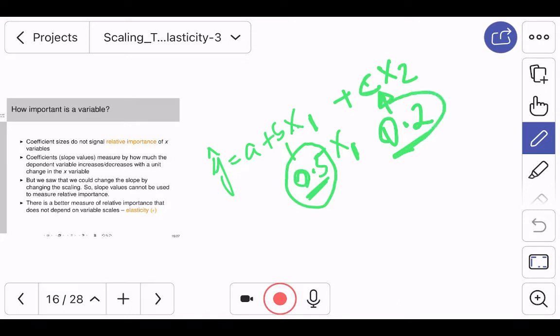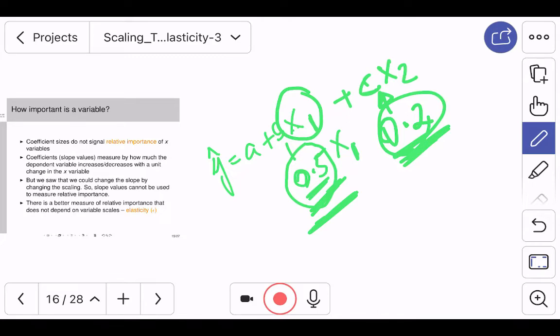So by looking at these slope terms, I cannot say that this is more important than that one, because the slope could change. If I scale the variables, as we have been discussing earlier, in terms of scaling and so on, then the coefficient would change. So that is a good reason why I cannot use the slope as a measure of how important a variable is.